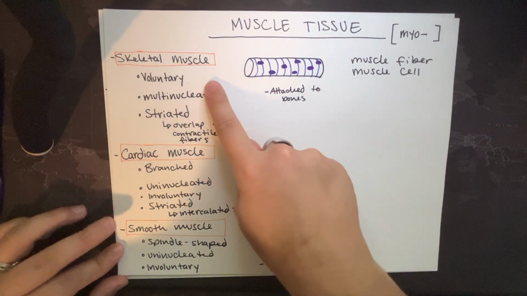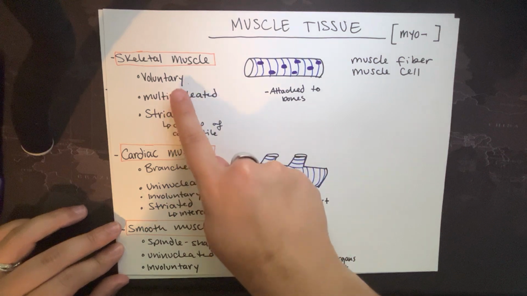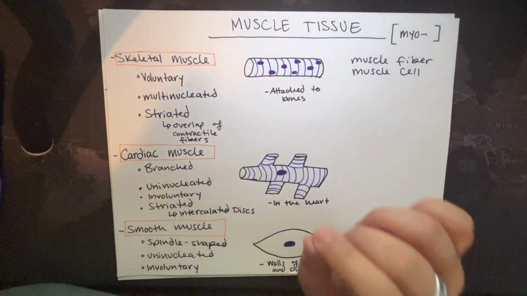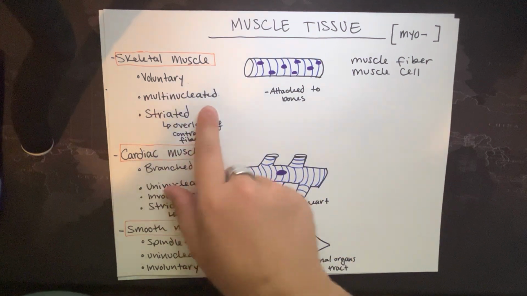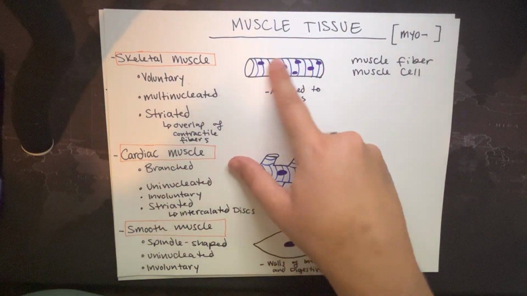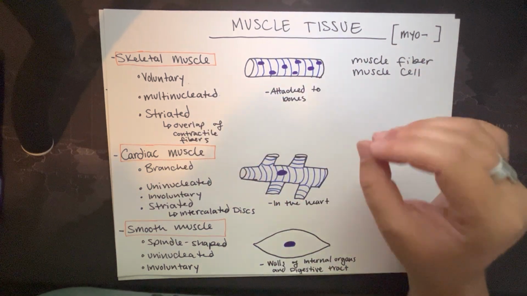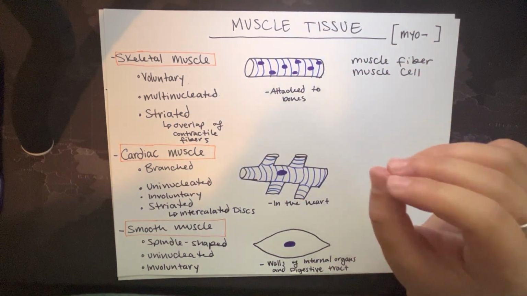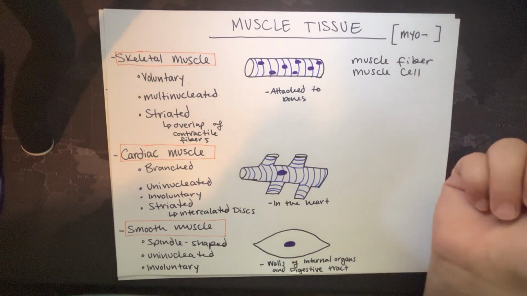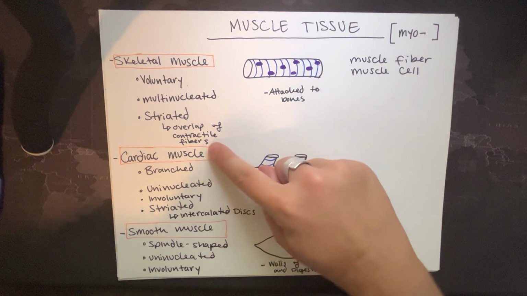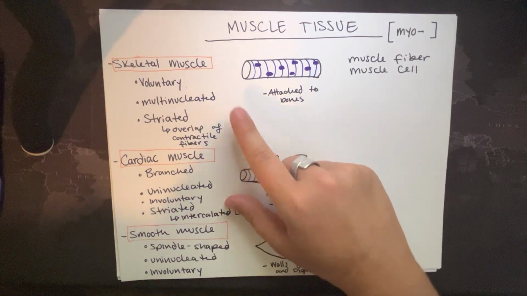We have our skeletal muscle. We know that that is the only voluntary type of muscle, so we actually have to think about it. It is consciously controlled. It is multinucleated, meaning it has multiple nuclei, because we know that we need to provide a lot more energy to those skeletal muscles in order to allow for us to do the things that we need to do. And it is striated. This is due to the overlap of our contractile proteins, which we will learn about today.